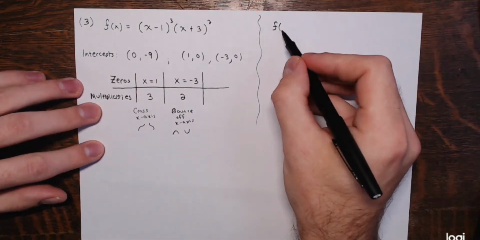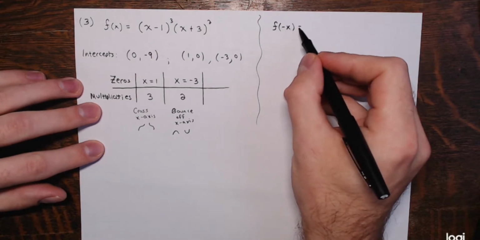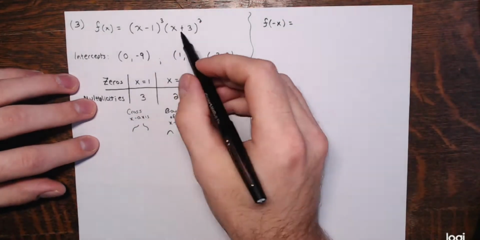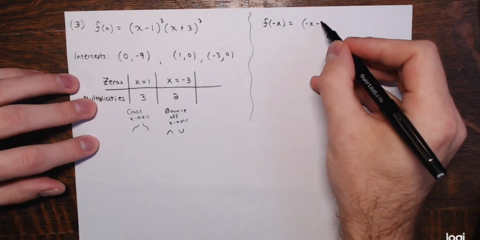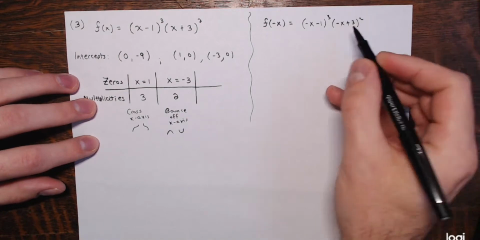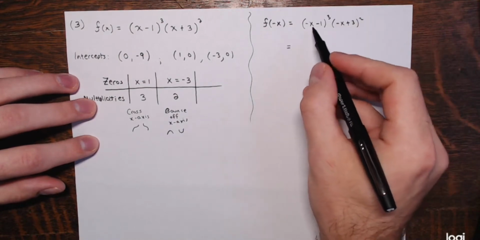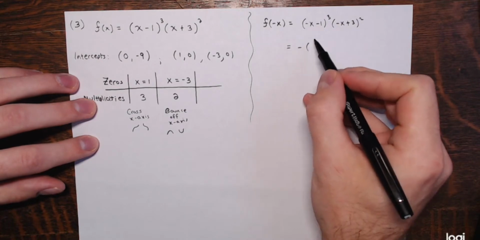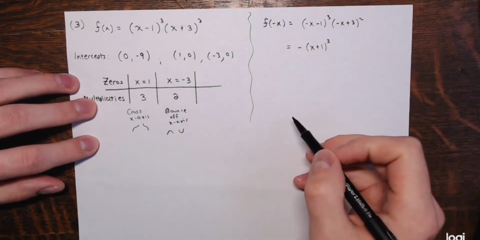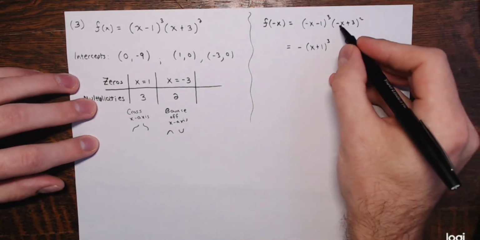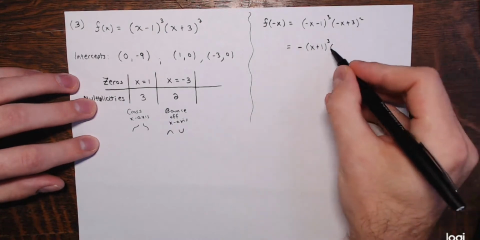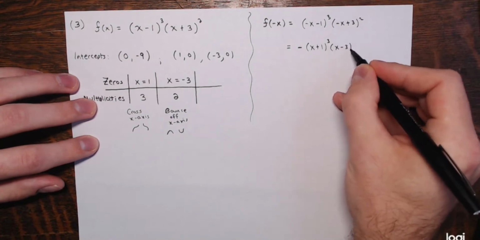Again, usually I don't do this, but they asked us to in this, and they're talking about symmetry in the text, so I'll do it. Replace all the x's with negative x. So it'll be negative x minus 1 cubed times negative x plus 3 squared. If I factor a negative 1 out of each of these, negative 1 to the third is negative 1. But then if you pull out a negative 1 from these, you get x plus 1, and you still have 3 of those factors. And then pulling a negative 1 out of this factor, negative 1 squared is positive 1, so that doesn't change anything. You still have this minus from earlier. And then these factors become x minus 3, and you still have 2 of those.